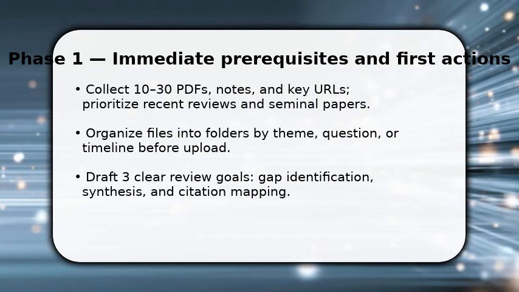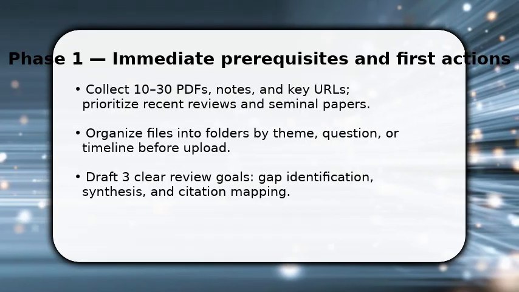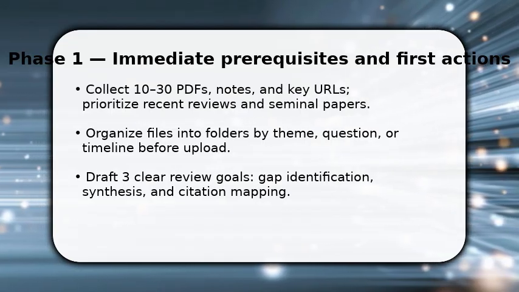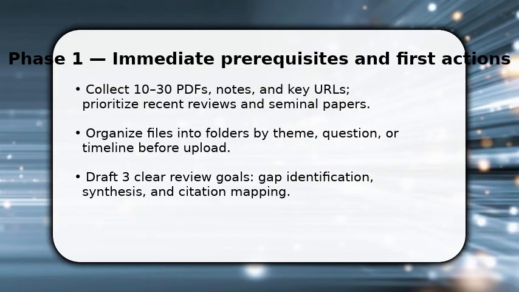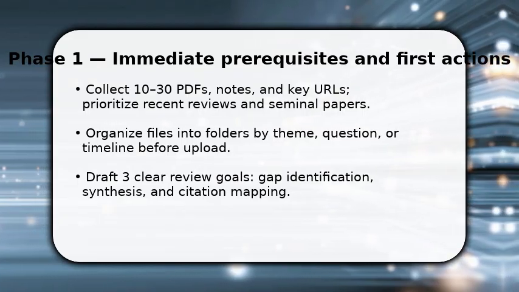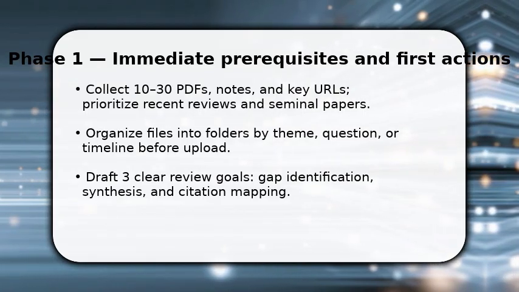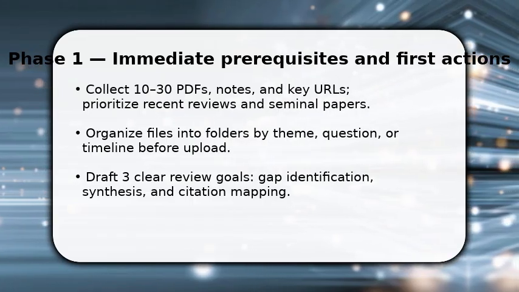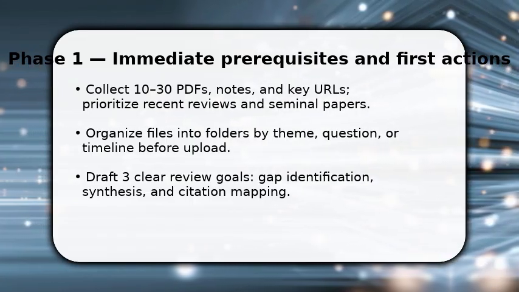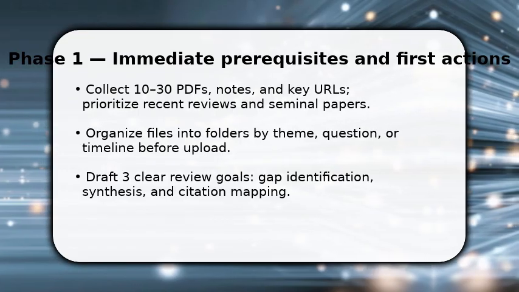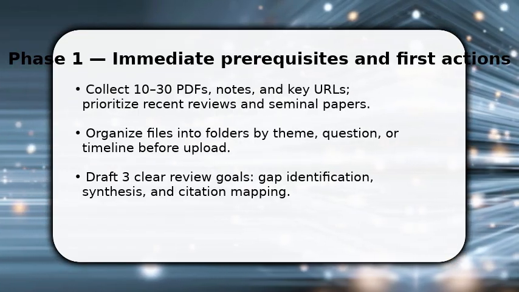You start by gathering the material you actually need. Pick 10 to 30 high-value papers and core reviews, then sort them into thematic folders so NotebookLM ingests contextually. Once done, open NotebookLM and upload the grouped PDFs and notes. Make sure file names include year or theme for easy reference.